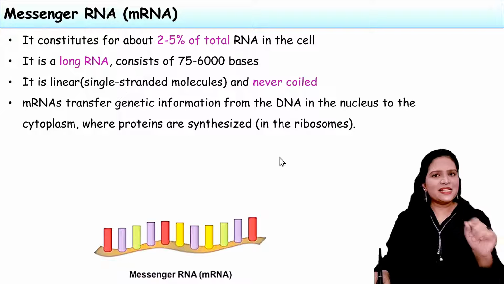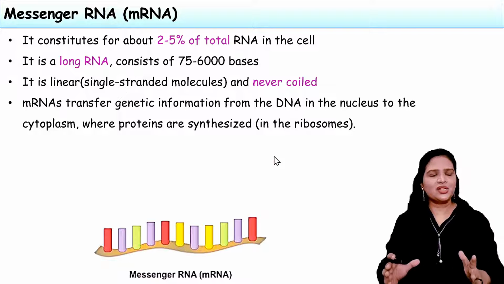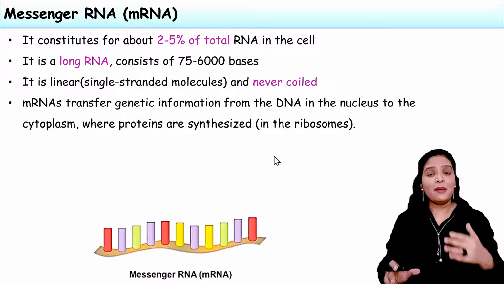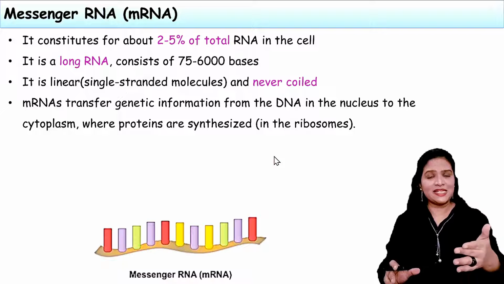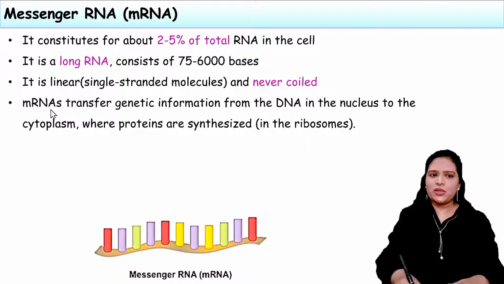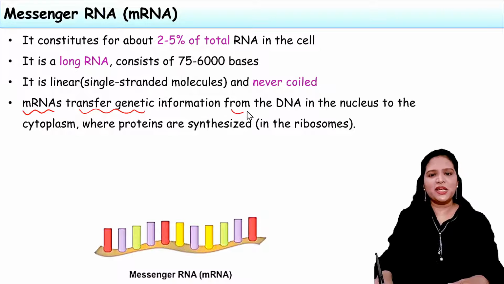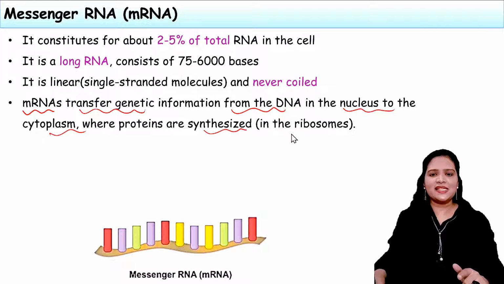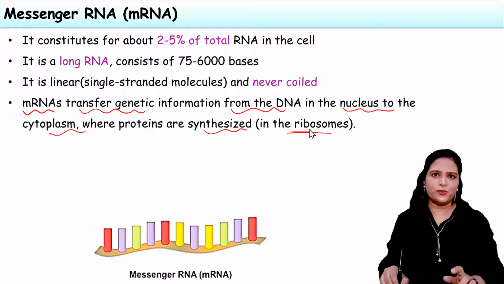So first let us see what a messenger RNA is. As the name indicates, it carries messages from the DNA present inside the nucleus to the ribosome, or the site of protein synthesis. The messenger RNA, or mRNA, transfers the genetic information from the DNA in the nucleus to the cytoplasm where the proteins are synthesized, that is, in the ribosome.